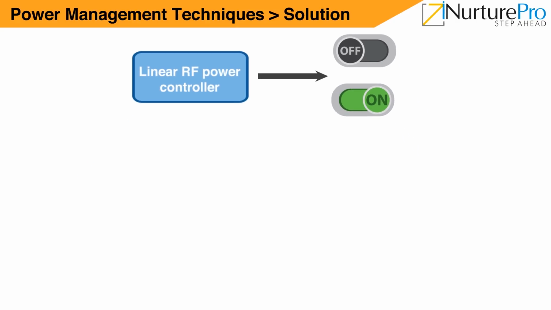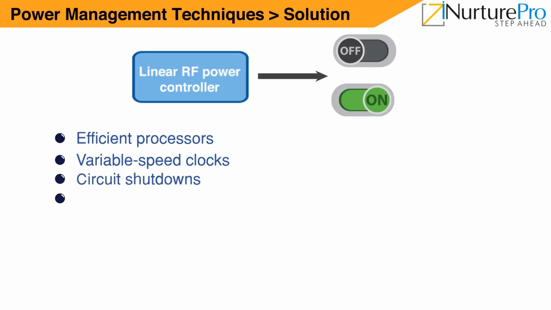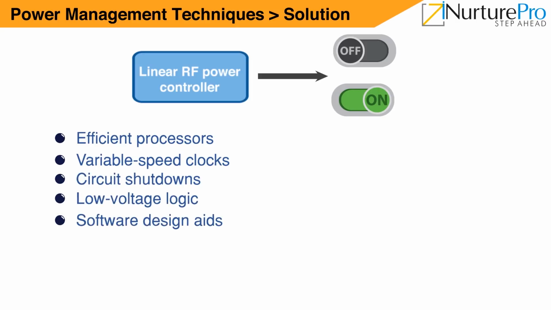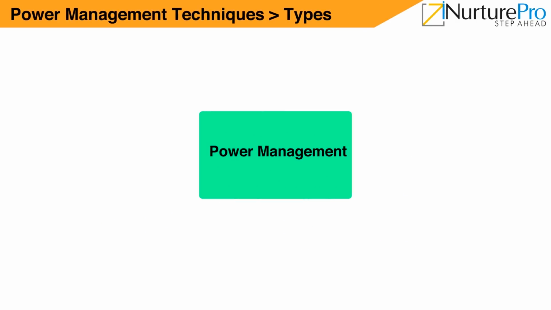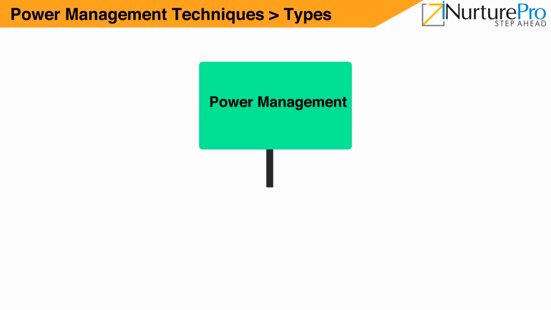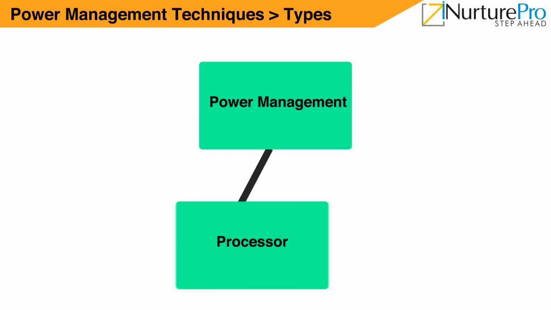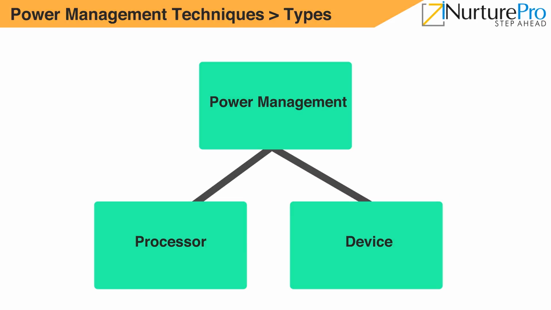There are a few other techniques that can be followed to reduce power consumption: efficient processors, variable speed clocks, circuit shutdowns, low voltage logic, software design aids, advanced power management software. Now let's look at types of power management. There are two types of power management: processor power management and device power management.